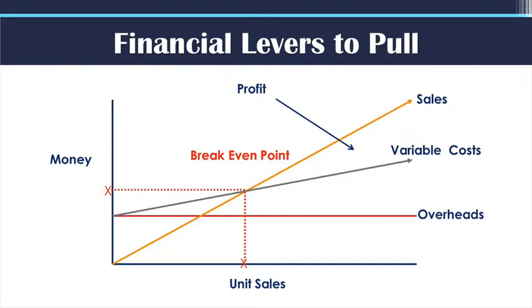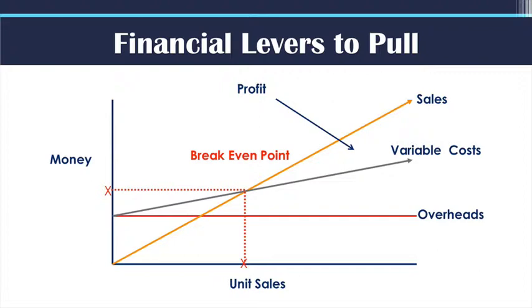The other line you can see there, the grey line, is the variable cost or direct cost line. And basically it says for every unit that you produce, you're going to have a variable cost, and that will add to your variable costs. And if we set our variable costs on top of our overhead line, the grey line then becomes our total cost. So that's the total cost of producing that volume of product.